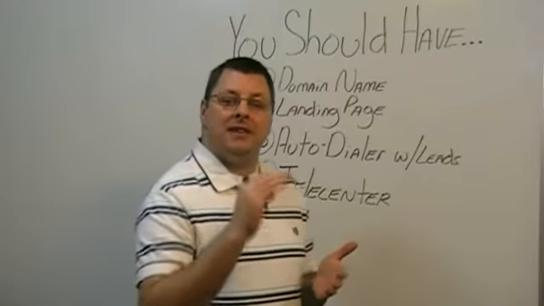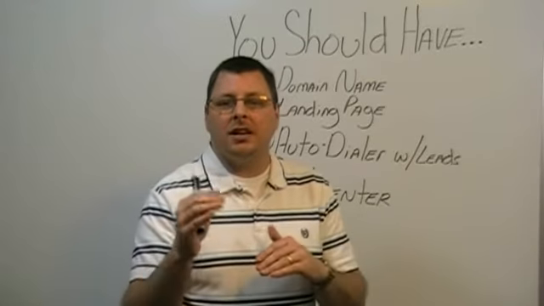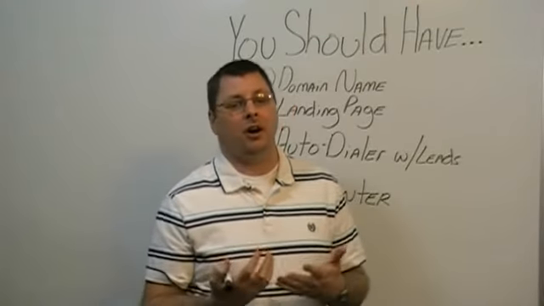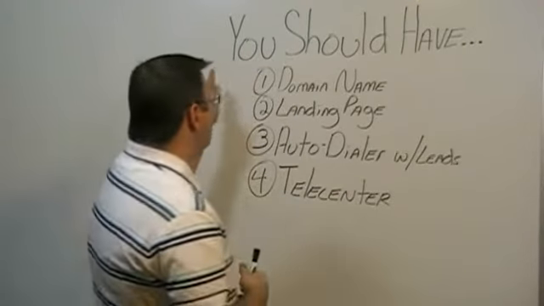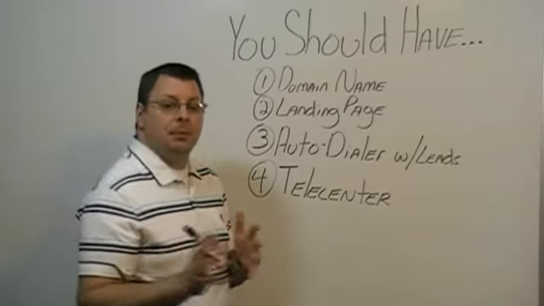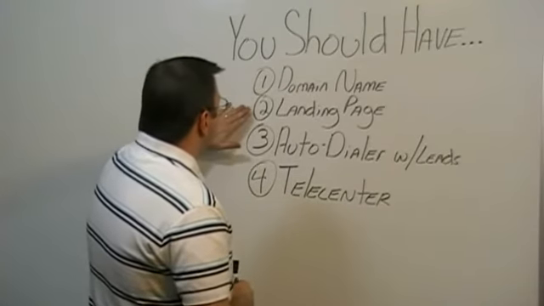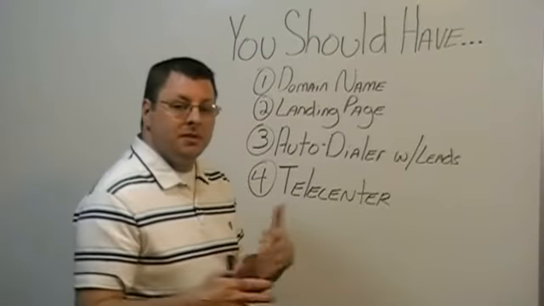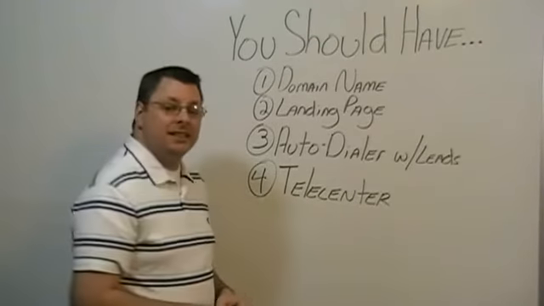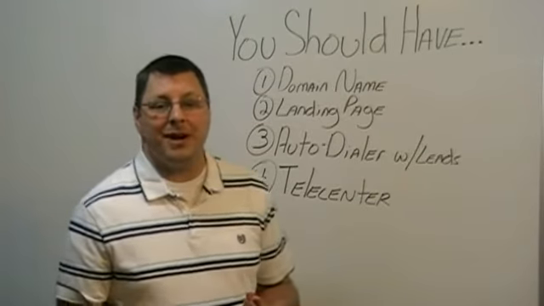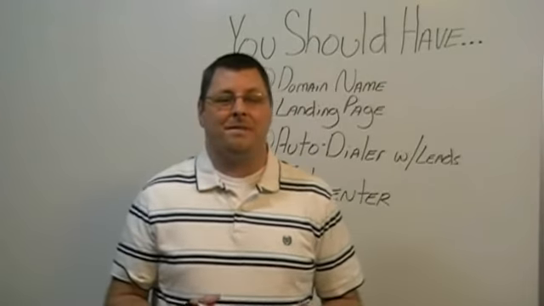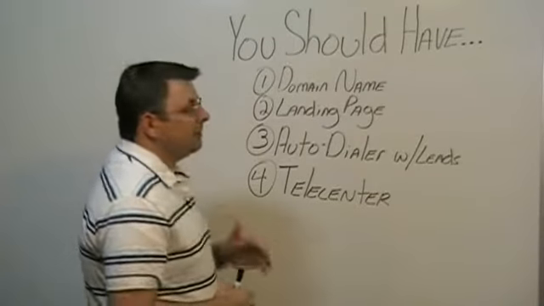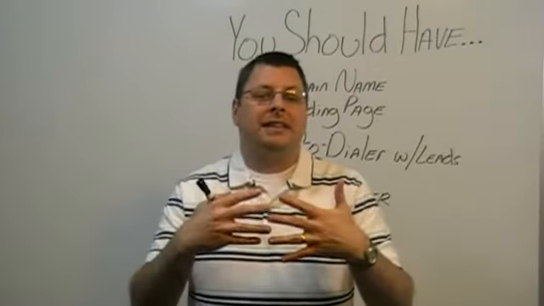Now, in Module 1, I had you set up some accounts and purchase just a few small things here and there, and now we're going to start piecing all of that together. So, up to this point, you should have a domain name, a landing page if you're going to be doing that, an auto dialer with some leads, and an iTelecenter account, which we call Telecenter for short.